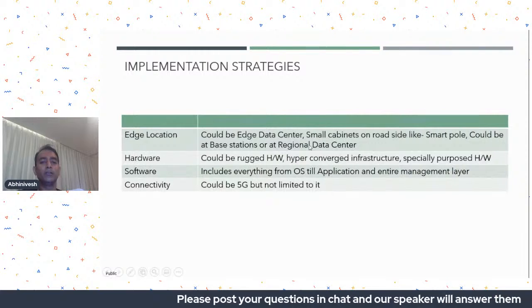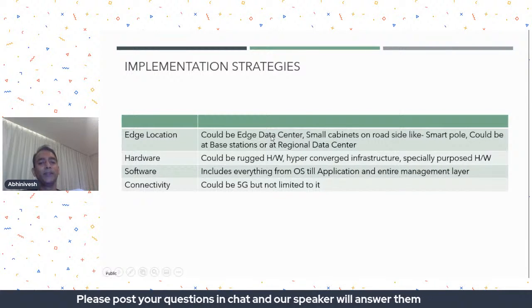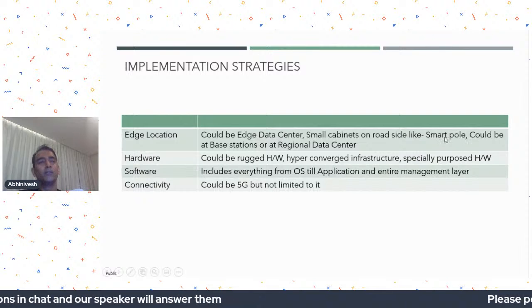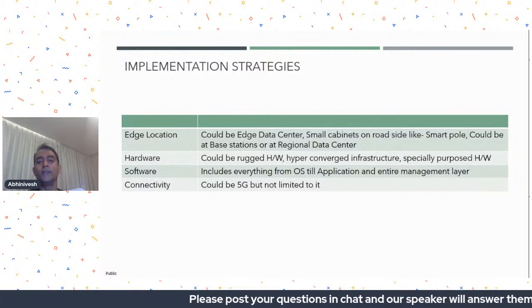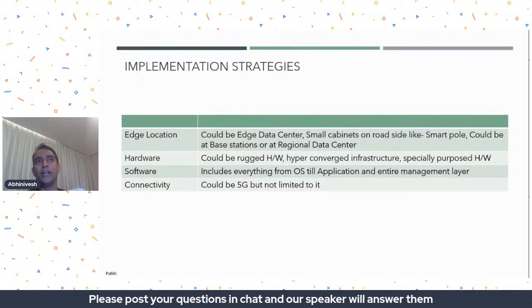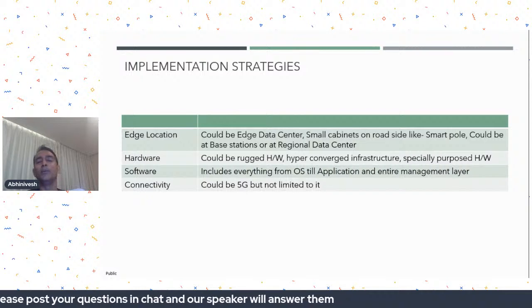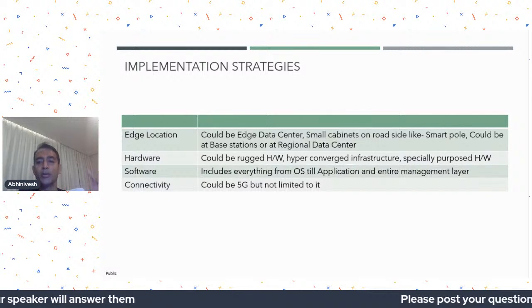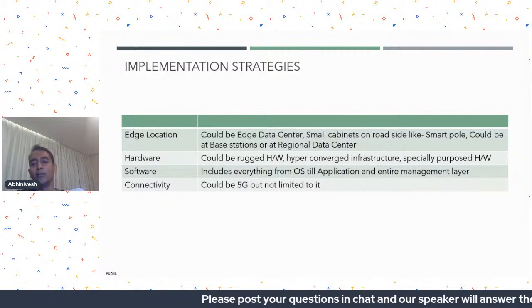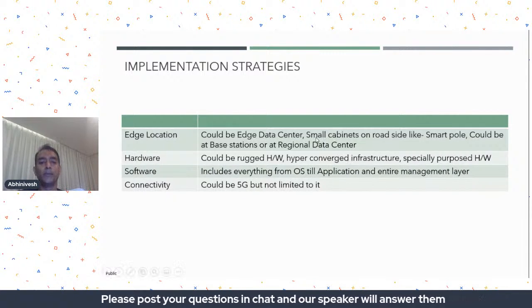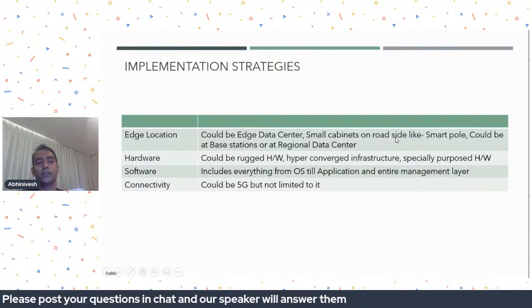What is an edge location? It could be an edge data center, and it could be a small cabinet on the roadside like a smart pole. Smart poles are getting implemented in different parts of the world. Very interesting concept. You can Google and read about it. It's like a normal lighting pole, and it is even implemented in Bangalore. If you go to Electronic City, there are some smart poles which have cameras, environmental sensors and whatnot. So it's multi-purpose. So that is also one of the edge locations, right?